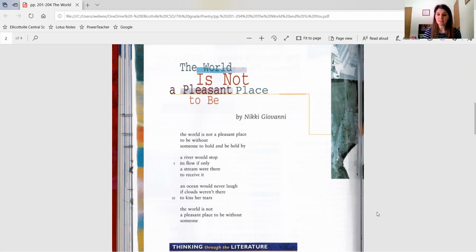We're looking in the 3rd stanza. An ocean would never laugh. Well, I guess there's 2. If clouds weren't there to kiss her tears. So the ocean laughing and the clouds kissing. Okay, so we're going to put down lines 8 through 10 into our chart.